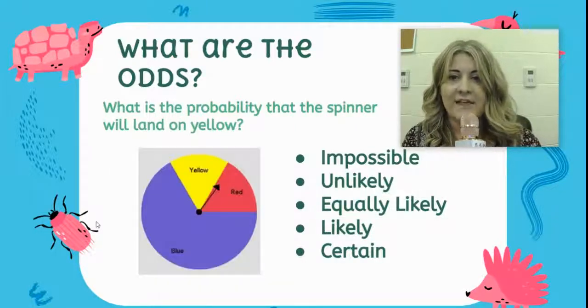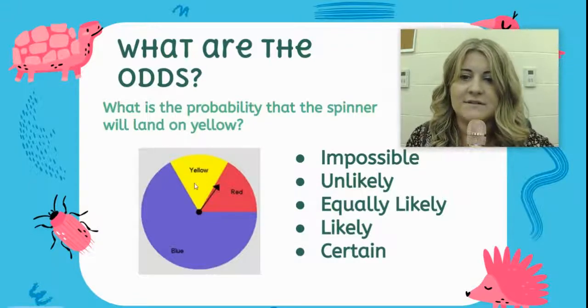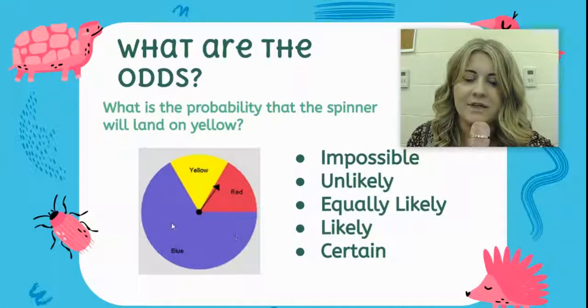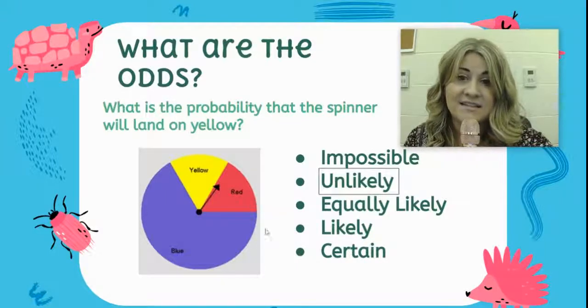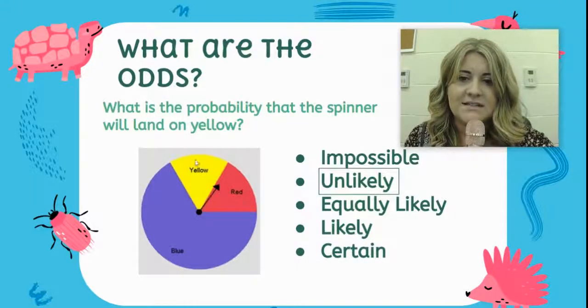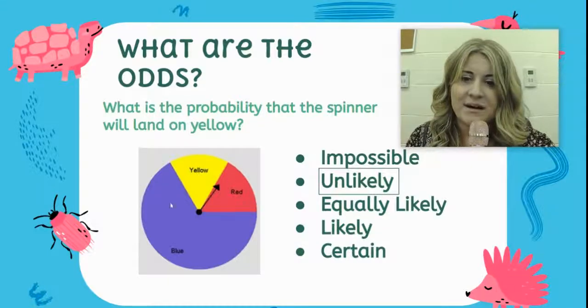What is the probability that the spinner will land on yellow? This is our yellow section. This is the whole thing. So what are the chances that it's going to land on yellow? What do you think? If you said unlikely, you are correct. It's unlikely. It's not impossible because there is a yellow section, but it's unlikely that it's going to land on yellow. It's probably going to land on blue because that has the biggest section.